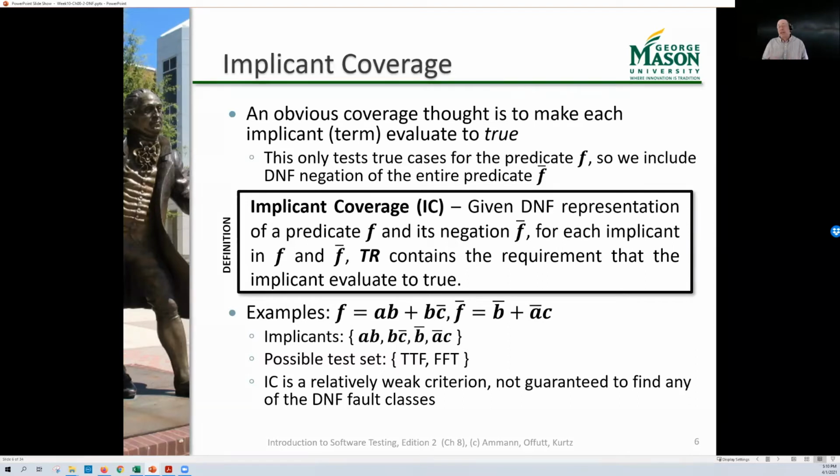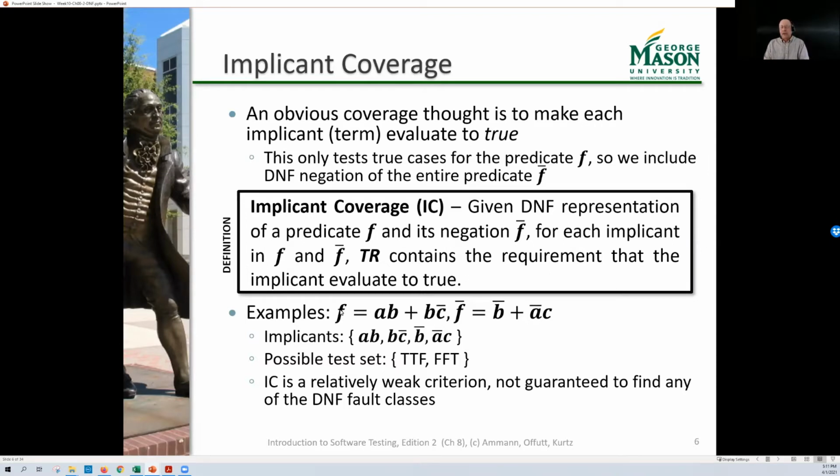All right, and that's the case because the implicants or terms are strung together with ORs, right? So if any one of them is true, then ORing it with all the other ones will make the whole predicate true. So to be a little more thorough, what we'll do is check all of the implicants for some predicate F, and then we'll also check the implicants for the negation of that predicate. And so we should have test requirements for the predicate and the negation of the predicate, test requirements that each implicant should evaluate to true.